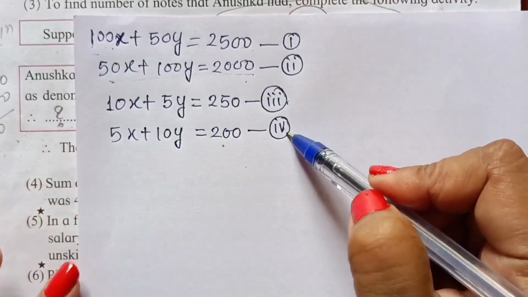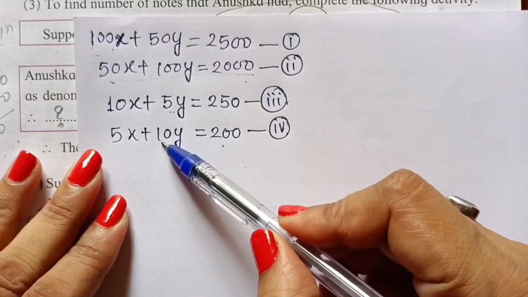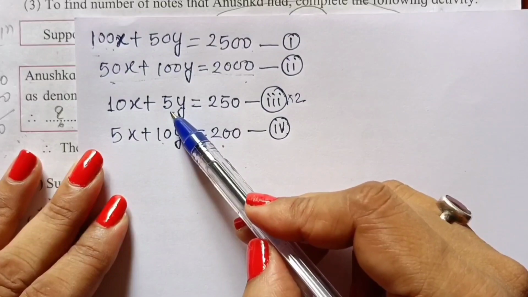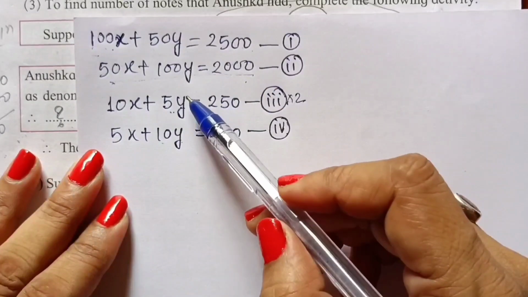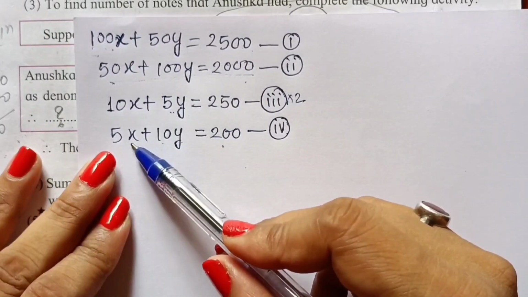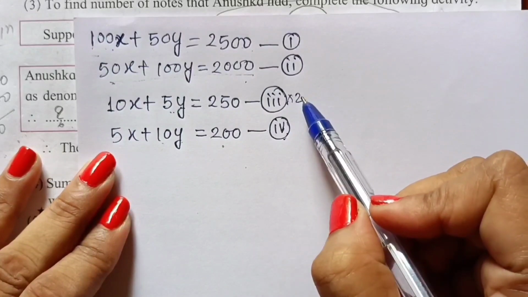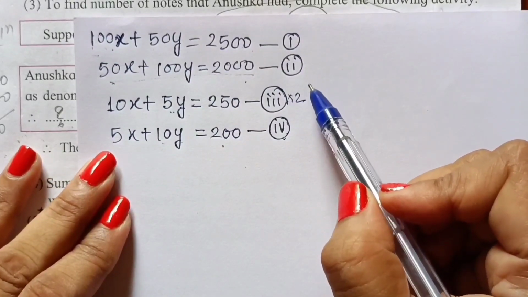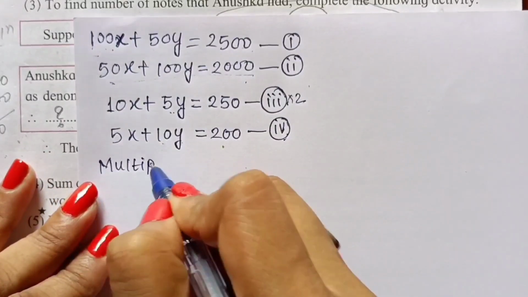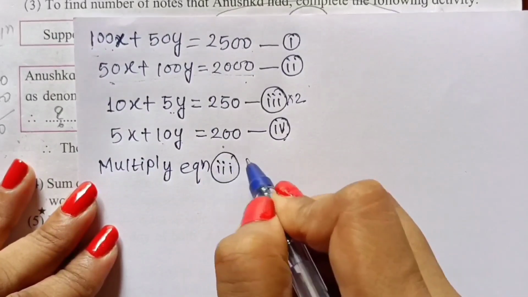Now observe equations 3 and 4. Here the coefficient of y is 5, and here the coefficient of y is 10. So if you multiply equation 3 by 2, you will get the coefficient of y as 10, and then you can eliminate the y terms. Otherwise, if you want to eliminate the x term, you will have to multiply equation number 4 by 2. But I will be multiplying equation 3 by 2. So let us multiply equation 3 by 2.